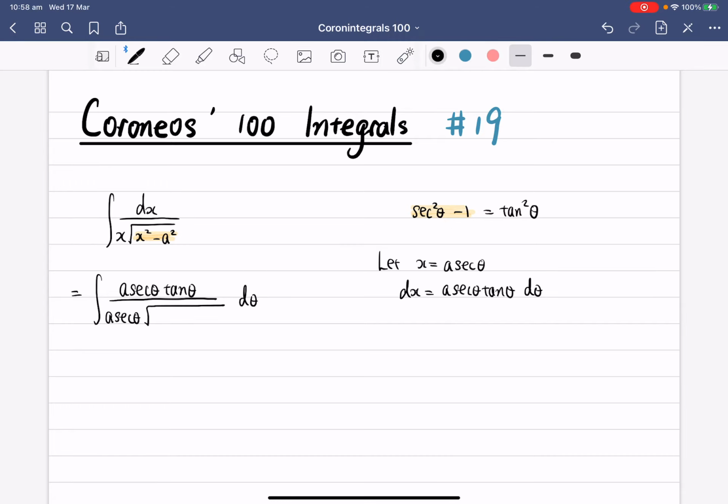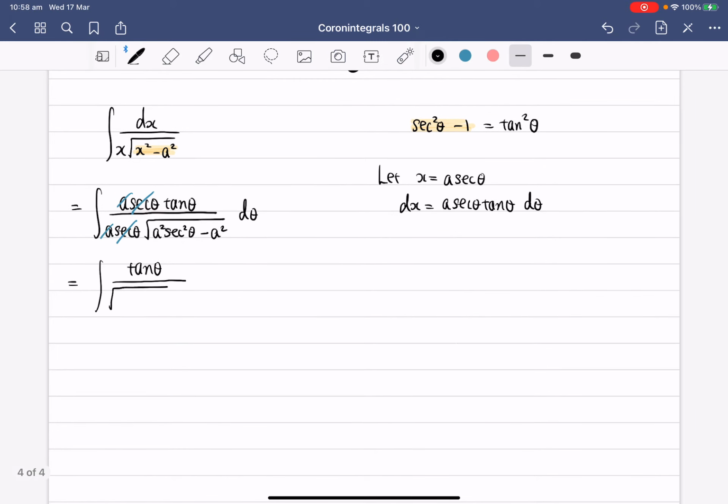Then we put everything under the square root, which gives a² sec² theta minus a². Before we simplify what's inside the square root, let's cancel the a and a, and sec theta with sec theta, so you end up with a really simple fraction: tangent theta over the square root. Let's factorize the a² out, which gives sec² minus 1, d theta. Removing a outside the square root, it becomes 1 over a, and what's inside becomes the square root of tangent² theta, d theta.